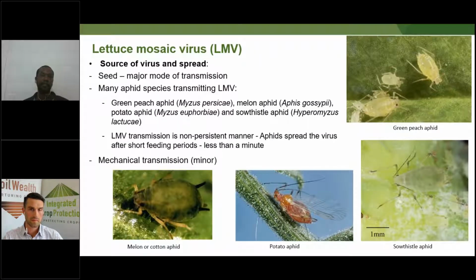In terms of spread of lettuce mosaic virus, seed is the main mode of transmission of the virus, but the virus is also transmitted by many aphid species such as the green peach aphid, melon aphid, potato aphid, and sow thistle aphid. Aphid transmission of lettuce mosaic virus is in a non-persistent manner, where the aphid picks up the virus after short feeding periods or probing on an infected plant, and it can be infective for a period of 1 hour to 2 hours. This is where the aphids, while flying across the crops, can infect your plants. Mechanical transmission of lettuce mosaic virus has been demonstrated, but it's a minor mode of transmission, especially in fields.